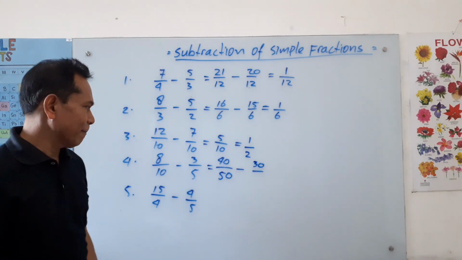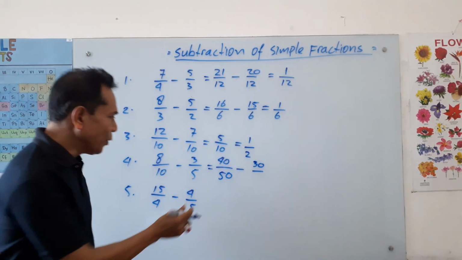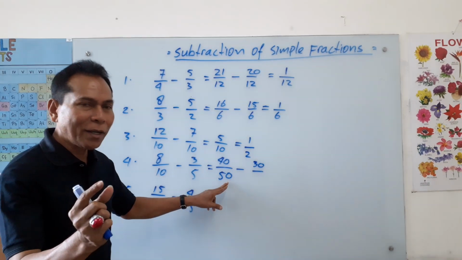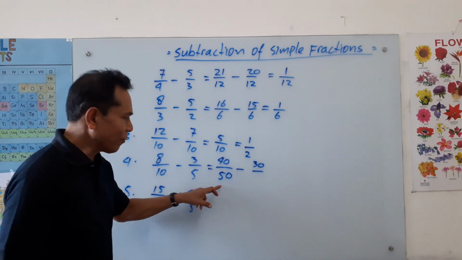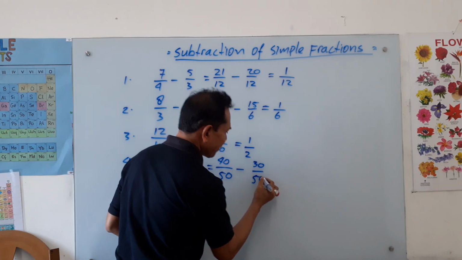You put 30 there. Alright? Now, what about this denominator? We use this one. Why? Because 50 is the result of this denominator multiplied with this denominator. You get 50, so you can use it for both sides. So we use 50 here also.